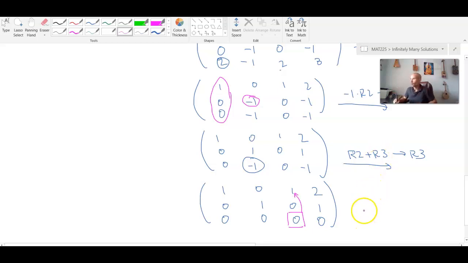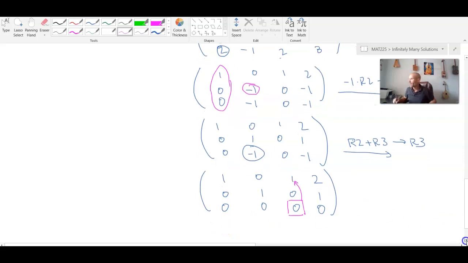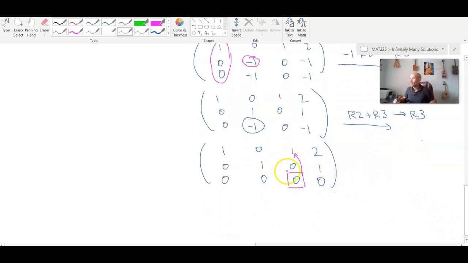So we are done at this point. There's nothing we can do. Interchanging the first and the third row won't do anything because that'll just put this 1 down at the bottom here, and I don't want that 1 there. All right, so we can begin reading off what the equations say. The first one says x plus z equals 2. The second equation says 0x plus 1y plus 0z, or y, equals 1.